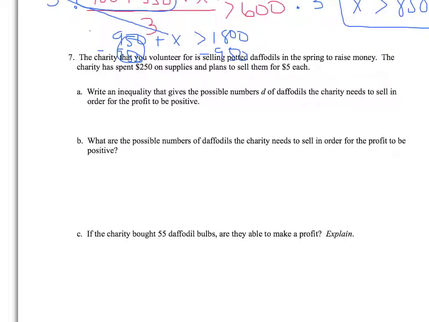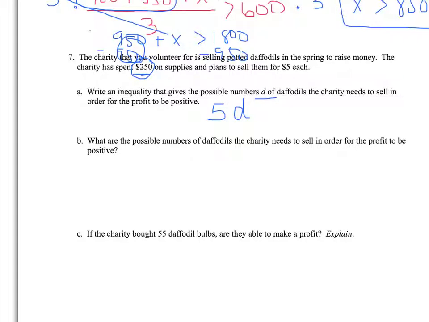Okay, and then let's go ahead and look at the last one. The charity that you volunteer for is selling potted daffodils. Daffodils are a type of flower in the spring, to raise money. The charity has spent $250 on supplies and plans to sell them for $5 each. So we want to first write an inequality that gives the possible number D of daffodils for the charity to sell in order to be profitable. We know that we've already spent $250, so we need to earn $250. They sell for $5 each, times, well, how many are we going to sell? Times D.